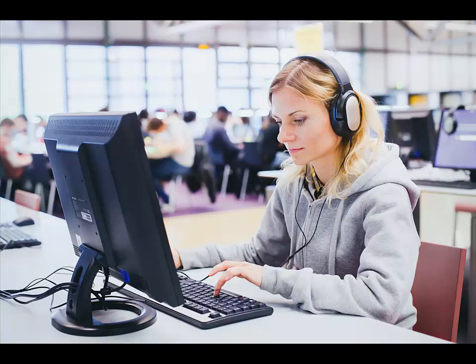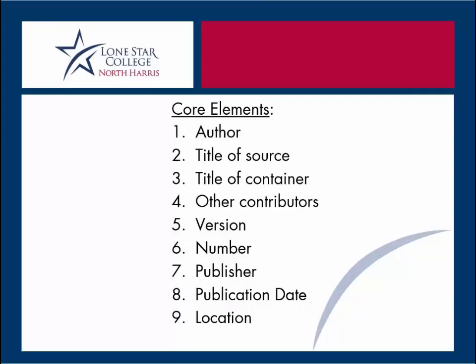Because you have prior experience with the MLA 8 style, or have already attentively watched our introductory video on the MLA 8 style, you know that the core elements of a works cited page citation are author, title of source, title of container, other contributors, version, number, publisher, publication date, and location.